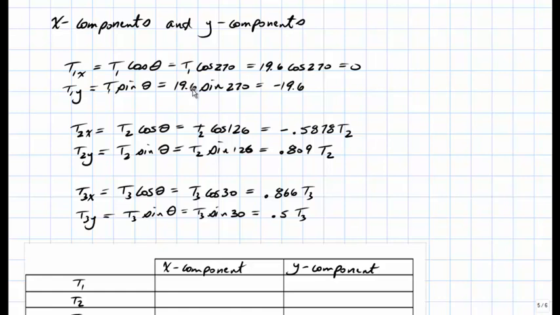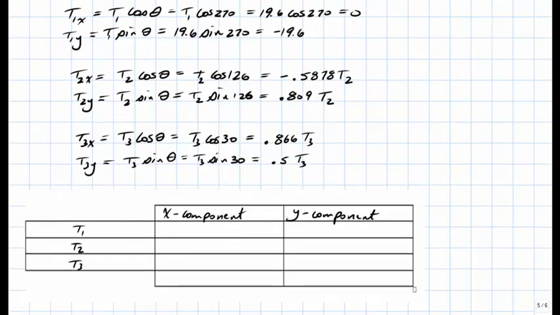So again, the x component of T1 is 0, and the y component of T1 equaled negative 19.6. Let's enter those values into our chart. So this is 0, this is negative 19.6. T2x equaled negative 0.5878 T2. Let's enter that. And the y component equaled 0.809 T2.